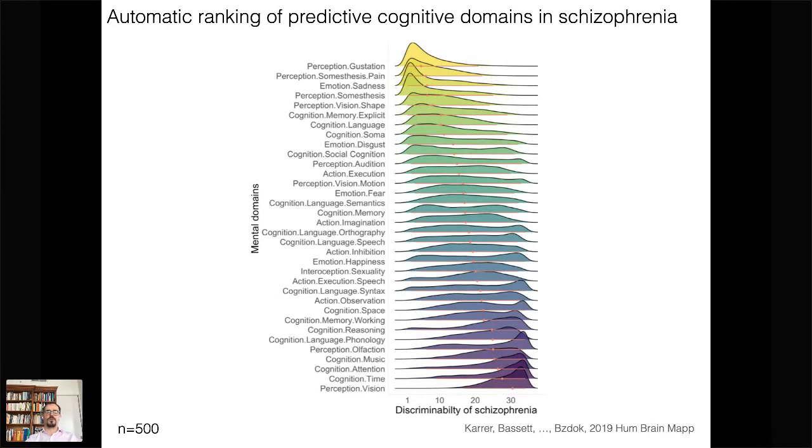where we rank, in a data-driven fashion, which classes of cognitive functions yield the most reliable differences between healthy and schizophrenic individuals. In the top 10, you see a lot of topics, brain systems, neurocognitive systems that we have been identifying and investigating over the last decades. But there are also several of them.